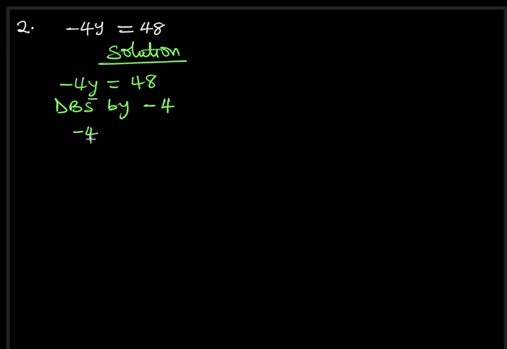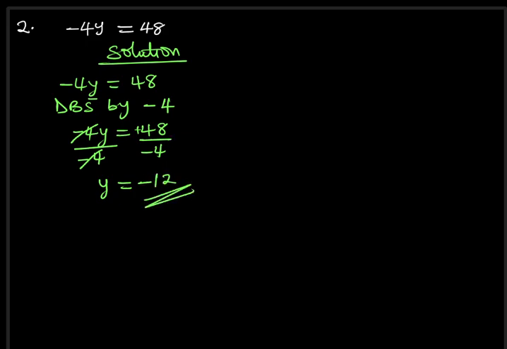So we have minus 4y equal to 48. So divided by minus 4 and then divided by minus 4. So the minus 4 will cancel the minus 4 and then y will be equal to, this is plus divided by minus, 48 divided by 4. That will give us 12.